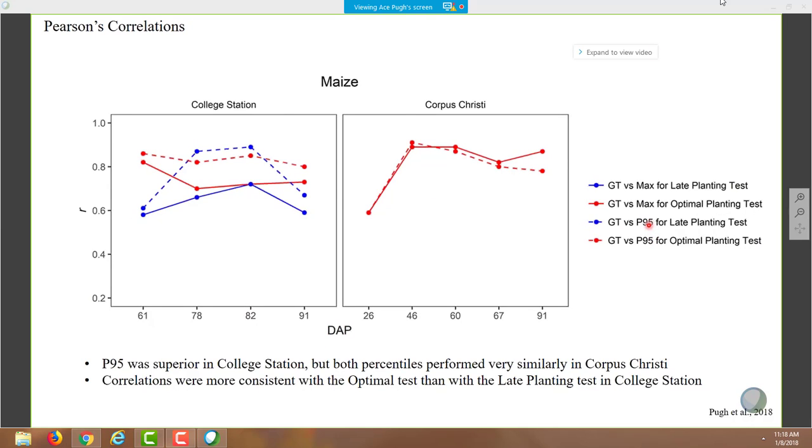The 95th percentile was superior in College Station for maize, but both percentiles actually performed pretty similarly in Corpus Christi, as you can see at the right. The correlations were more consistent with the optimal test than with the late planting test in College Station. As you can see with the optimal, it stays somewhat level throughout the growing season, whereas there are wide swings in correlation for the late planting. I'm not sure. I think this could probably just be because maybe the optimal test was healthier. I mean, there are a lot of possible reasons that this could be the case.